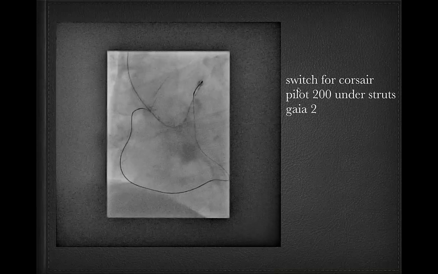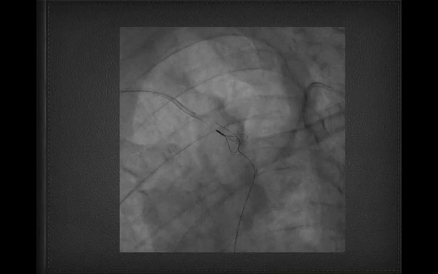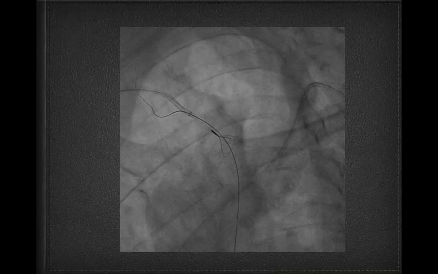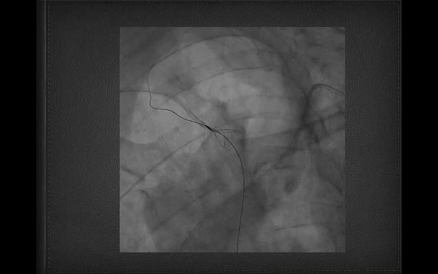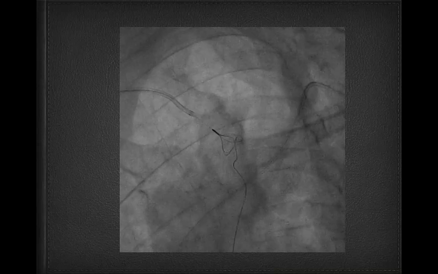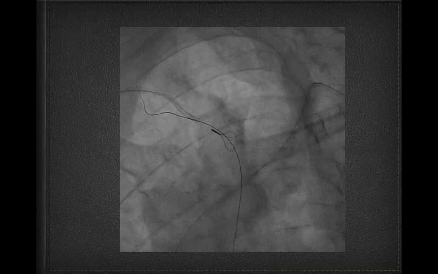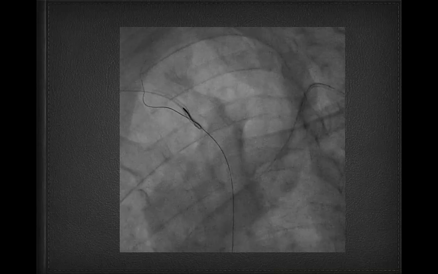And then now you are in the position that your retro wire is in the aorta, so the only way is to snare it. So I could advance my Corsair, then exchange the Gaia for an RG3, and then snare the RG3. You can see the snare.